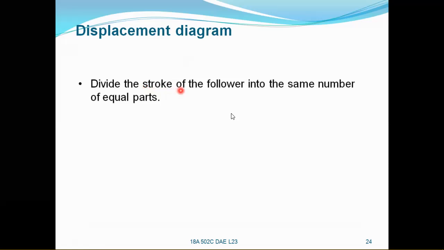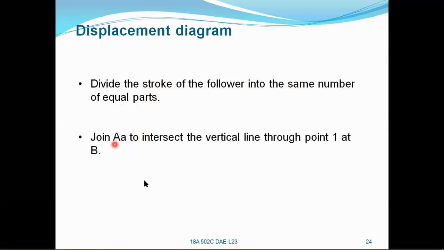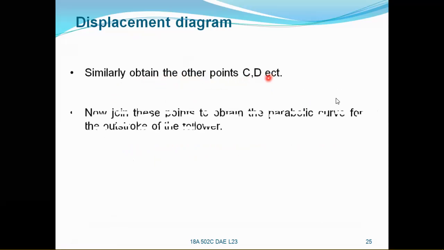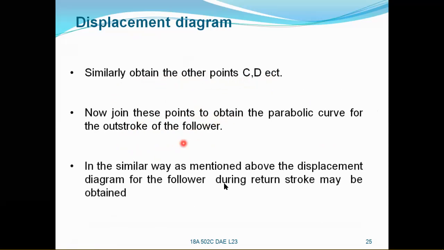So divide the stroke of the follower into the same number of equal parts, and join A, small a, to intersect the vertical line through point 1 at B. Similarly, obtain the other points C, D, etc. Now join these points to obtain the parabolic curve. Here we are going to get a parabolic curve for the outstroke of the follower. And in a similar way, as mentioned above, the displacement diagram for the follower during the return stroke may be obtained. Right?